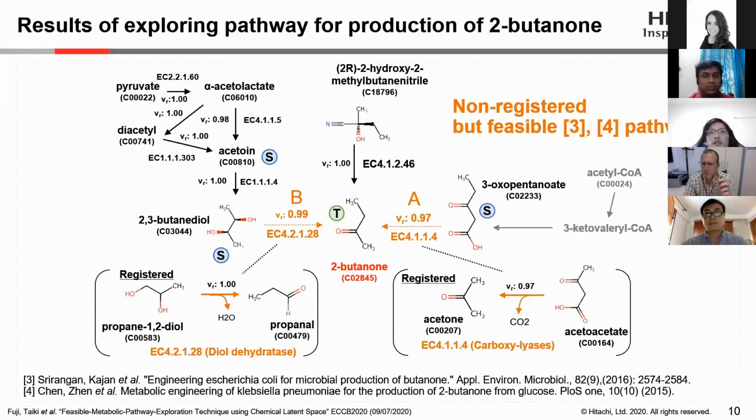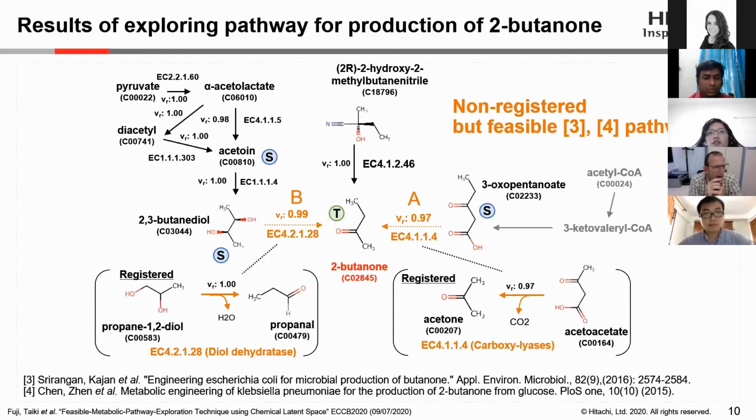We confirmed that each reaction feature vector generated by the substrate and product described in each study was very similar to the reaction feature vector of the EC number described in those studies. So validation pathway A was reported by reference 3 and the EC number of the corresponding reaction is 4.1.1.4. The reaction of EC 4.1.1.4 registered in KEGG is a reaction from which acetone is produced from acetoacetate.